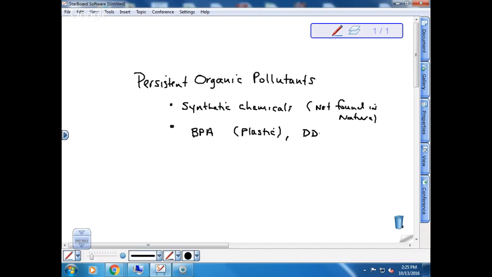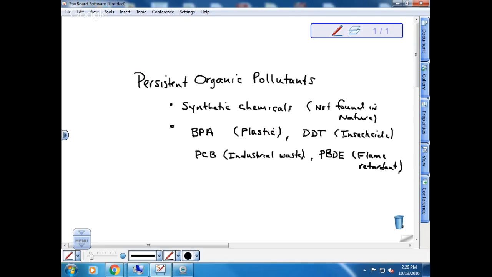We also have DDT. So this is an insecticide that is sprayed to fight off mosquitoes, right? We also have things like PCB. This is industrial waste. And then we have PBDE. These are just abbreviations for the real long names, which organic chemists love. This would be a flame retardant. This can be found in some older furniture and carpets, and actually was used in children's sleepwear for a short period of time. Let me turn the lights down a bit.